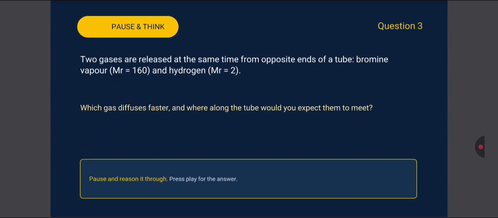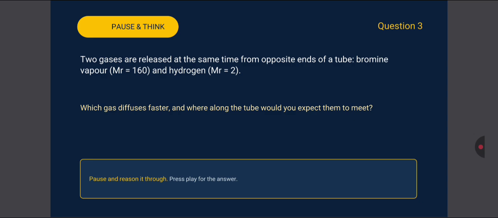Now, a pause and think moment. Two gases are released at the same time from opposite ends of a tube. Bromine vapor, 160 molecular mass units, and hydrogen, which is only 2. Which gas diffuses faster, and where along the tube would you expect them to meet? So you have to pause and think this through. I'll allow you to pause, and then I can share the answer with you. Whatever answer you think, you can note it down and reconcile whether it is the same as mine or not.